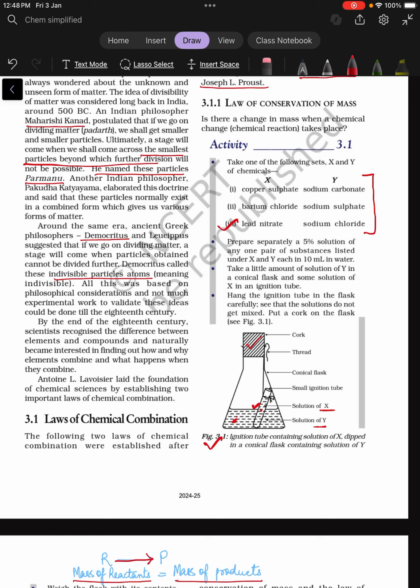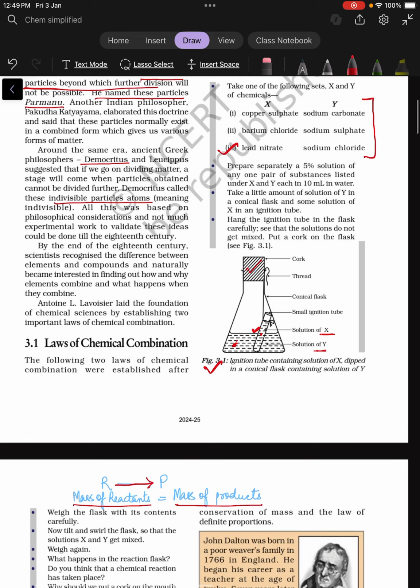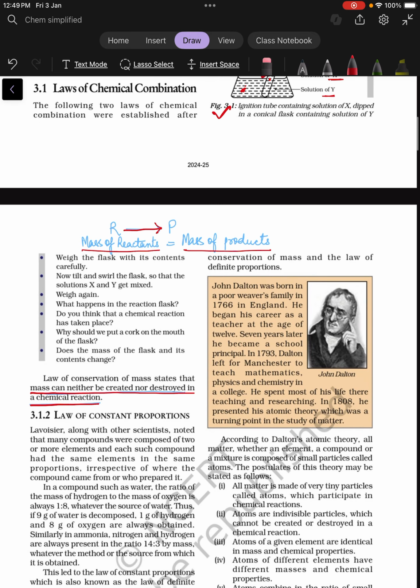So what we have to do is initially we have to hang the ignition tube in the flask carefully so that the solutions do not mix with each other. Okay, and then after that we will have to weigh the flask with its contents carefully. So before the reaction, we will take weight of the flask with its contents. Once the weight is taken, we will tilt and swirl the flask so that the solutions X and Y get mixed, and then we will weigh it again.